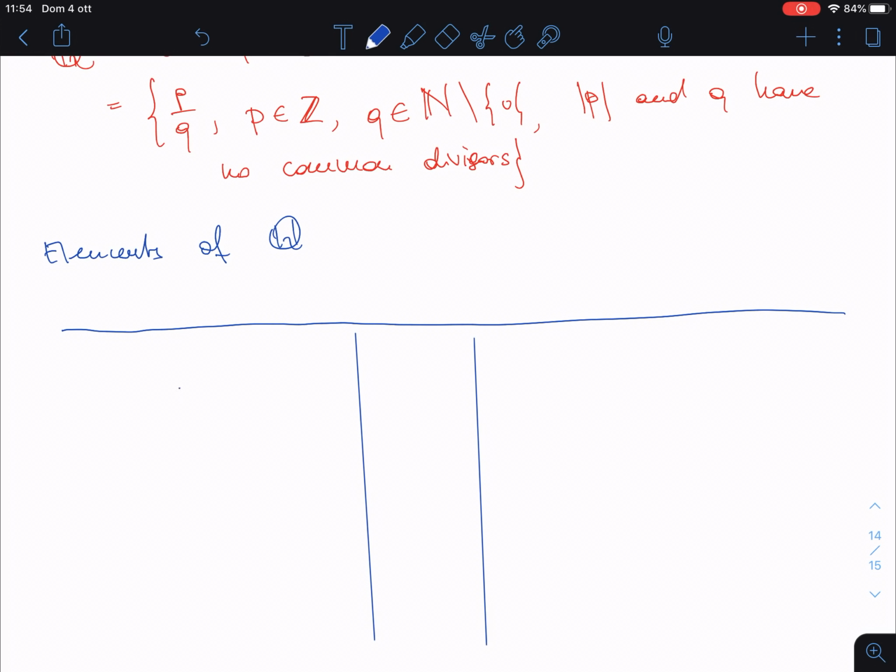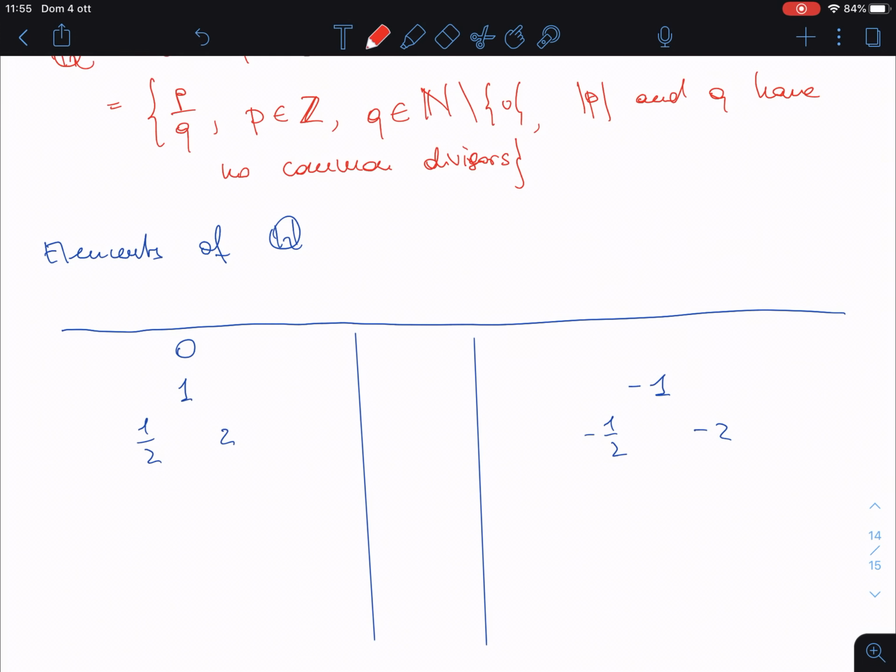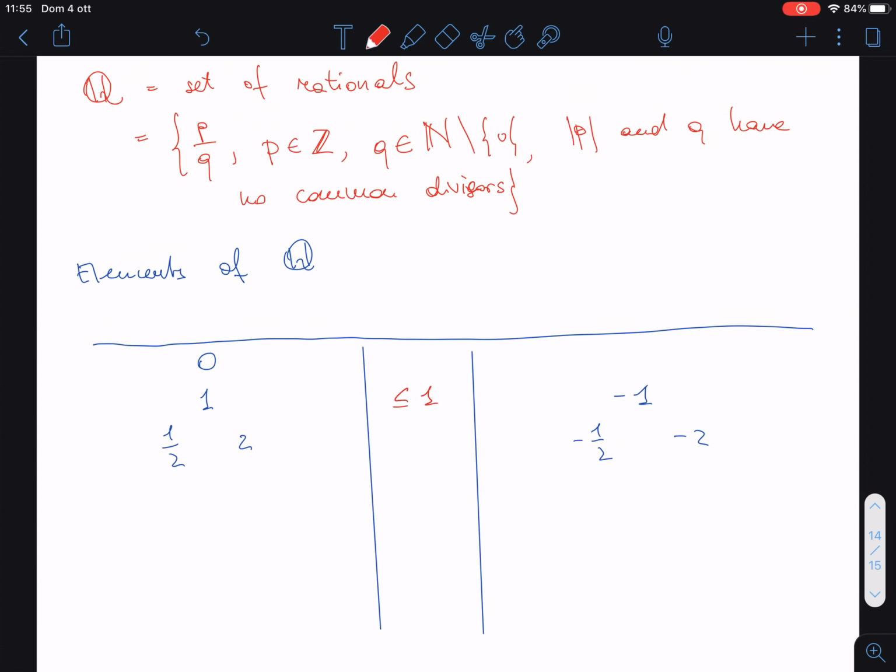So we start here from 1. Of course, here there is 0, and then 1. Here we put minus 1, and here 1/2 and 2, and here minus 1/2, minus 2. In the first line, I'm including the numbers in which p and q are both less or equal than 1. Here, both less or equal than 2. And so I go farther and farther.